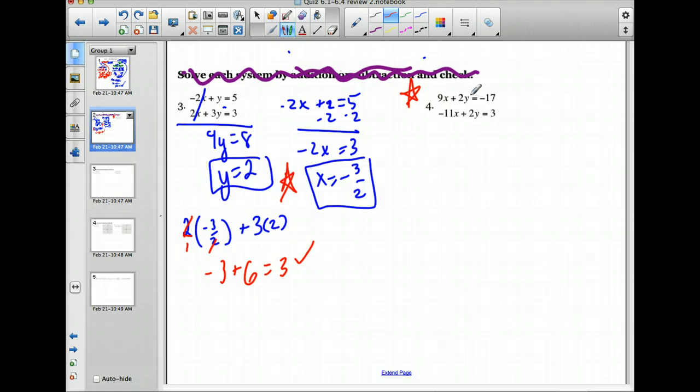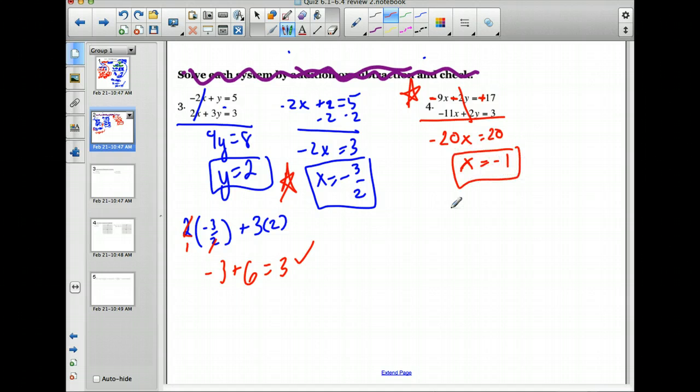So I'm going to multiply this top equation, everything, by a negative. So that makes that a negative 9, a negative 2x, and a positive 17. Now I can add them. Alright, so that gives me a 20. These cancel, and this gives me a negative 20x. Alright, that's easy. x is negative 1. Divide both sides by negative 20.